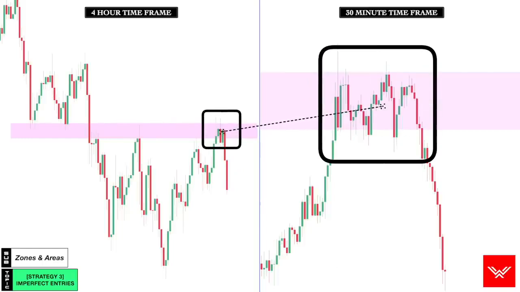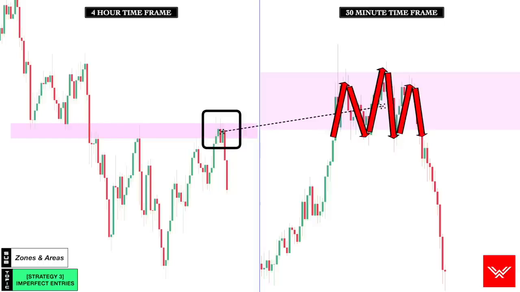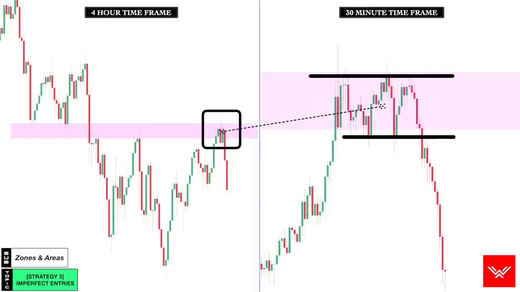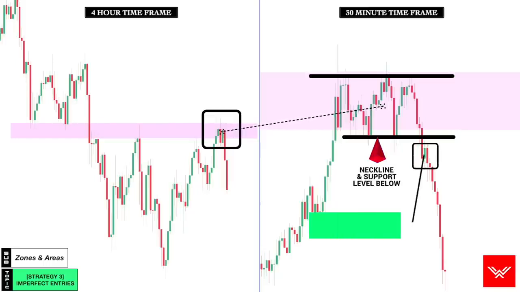So inside of the candlesticks, you could have viewed this as a head and shoulders pattern, or a channel pattern. Regardless of which one you use, neckline and support line placed below, and once you had this bearish momentum candle break through, reversal confirmed, and then you would look for short trade entries through the even lower intraday timeframes.